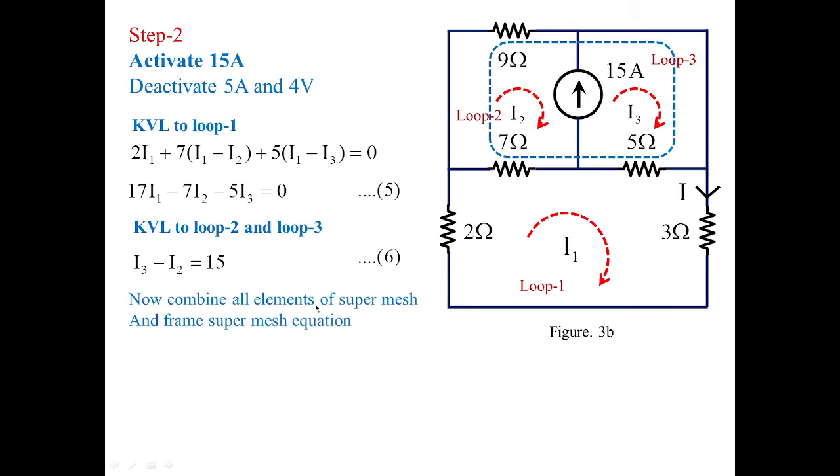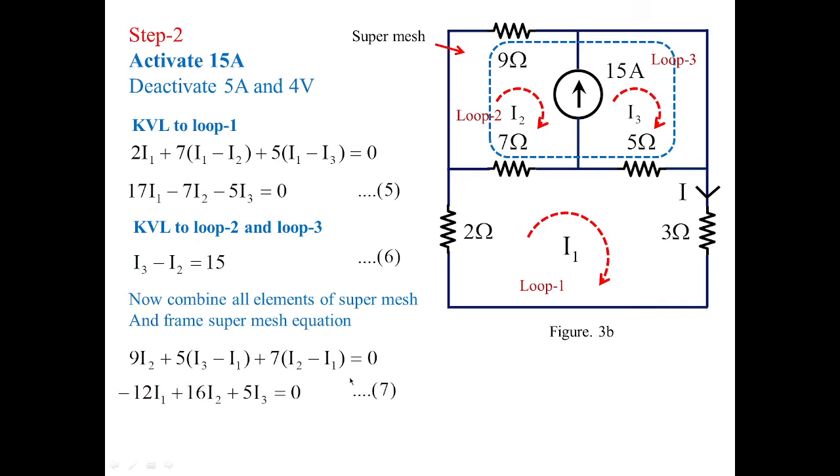Now combining all the elements of the super mesh, that is the rest of the elements which are connected to this super mesh equation, I am going to collect 7, 9, 5 together and apply the overall super mesh analysis. So this super mesh will give you 9I2 at this branch voltage. Then we are going to come at 5. So 5 is there here. So I3 minus I1, this is the drop over here. Then you are going to come across 7. 7, it is I2 minus I1 is equal to 0. So with this I am going to get minus 12 I1 plus 6 I2 plus 5 I3 is equal to 0. So this is another equation.